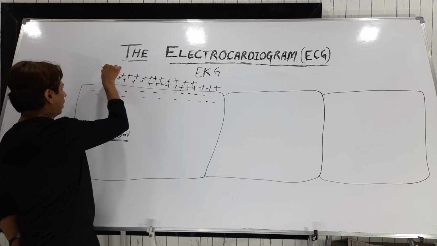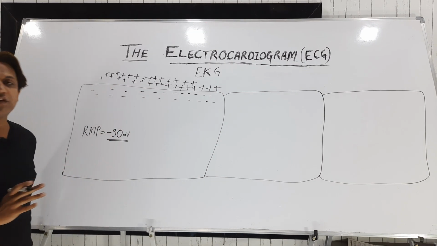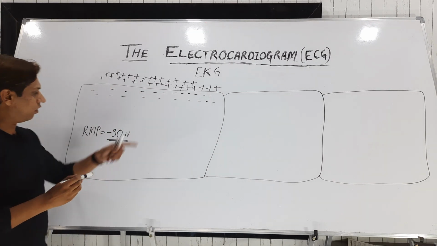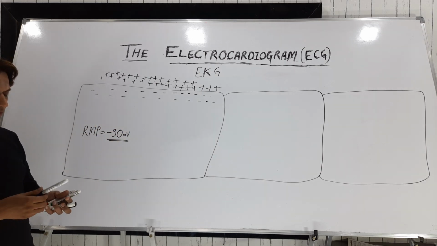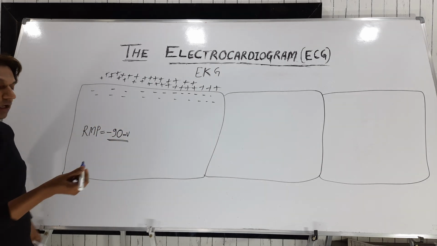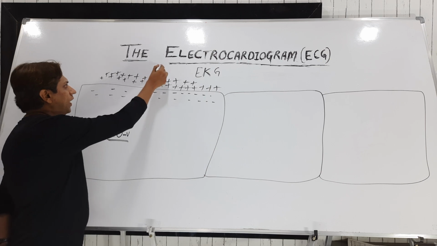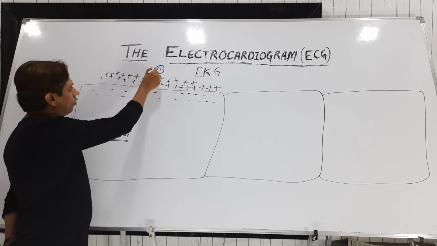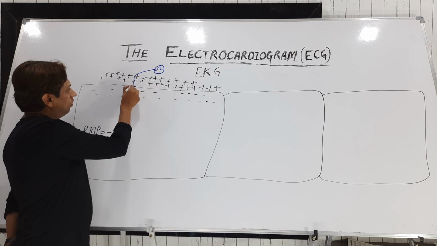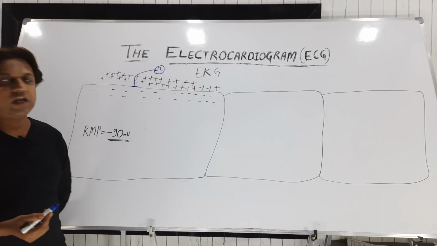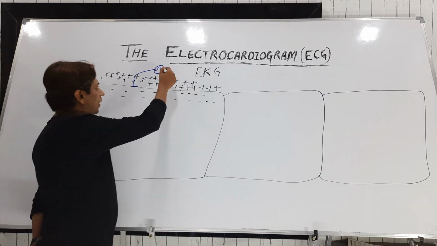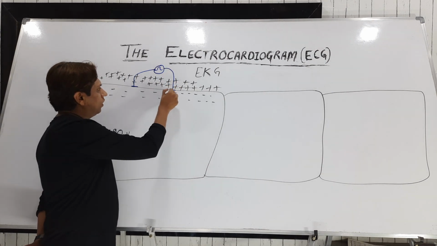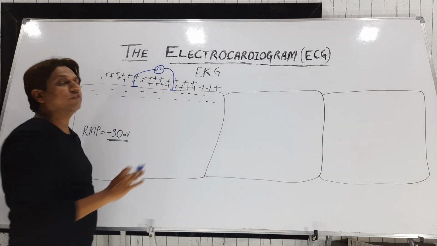For the cardiac muscle, it is roughly around minus 90 millivolt. Okay, so how do we record a resting membrane potential? Basically it is measured by a voltmeter, also known as a cathode ray oscilloscope. One electrode is placed on the surface of the cell membrane. Suppose another electrode is also placed on the surface of the cell membrane, then no voltage difference is shown.